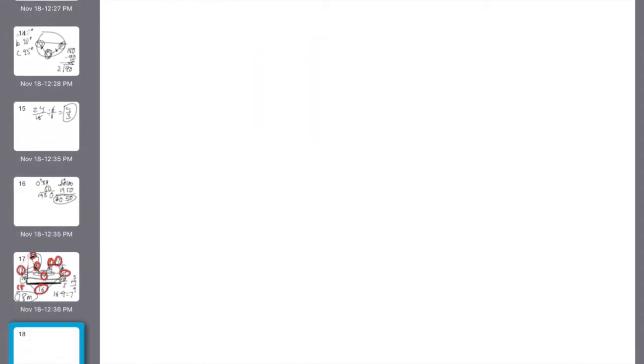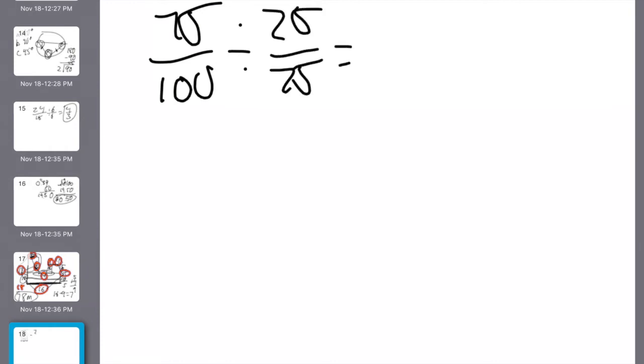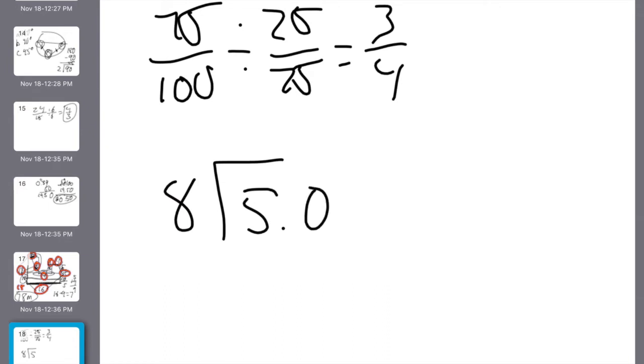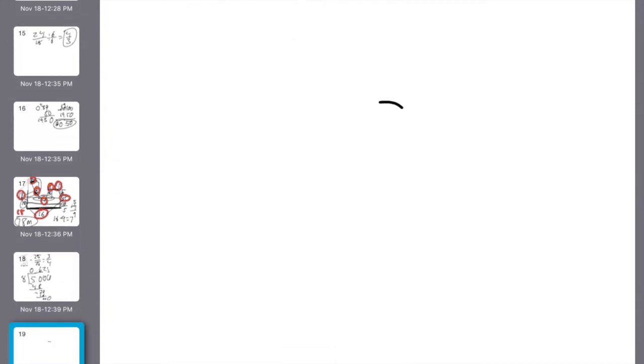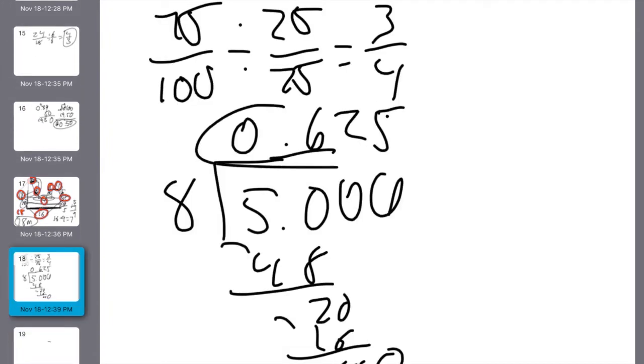Number 8, write 75/100ths as a simplified fraction. So 75 over 100 divide by 25 over 25. Goes in there 3 times, goes in there 4 times. Write 5/8 as a decimal, top in, bottom out. Add a decimal, bring it up, goes in there 0. Goes in there 6 times, 48, subtract 2, bring the 0 down, 20 goes in there twice, 16, subtract 4, bring a 0 down, 5, whoa, 5. 0.625 for B, memorize your eighths.